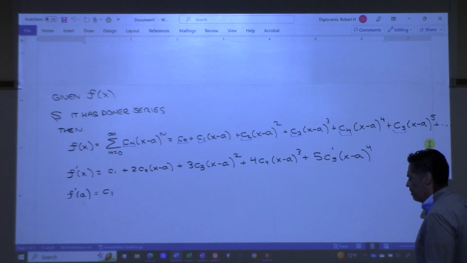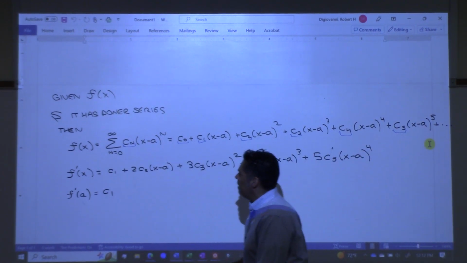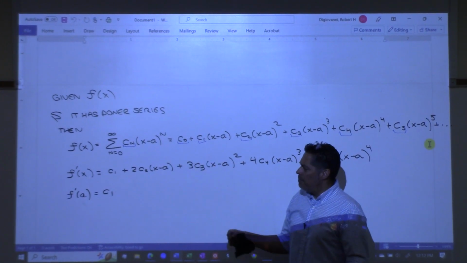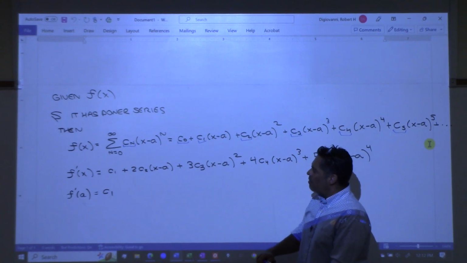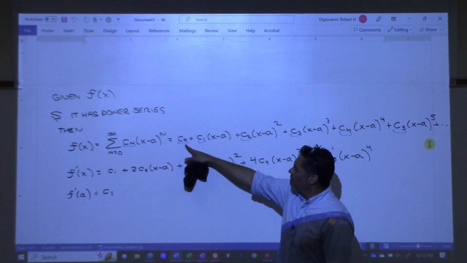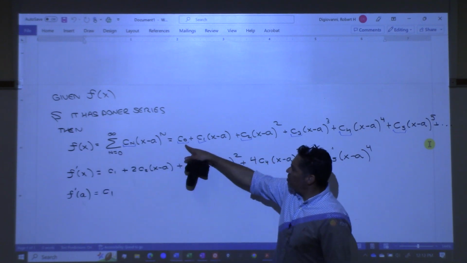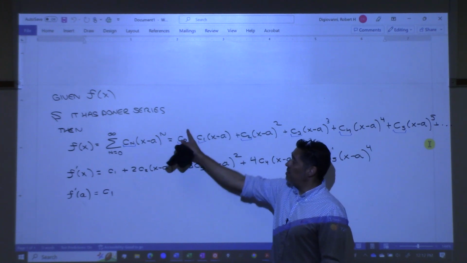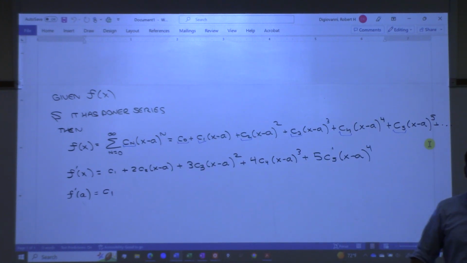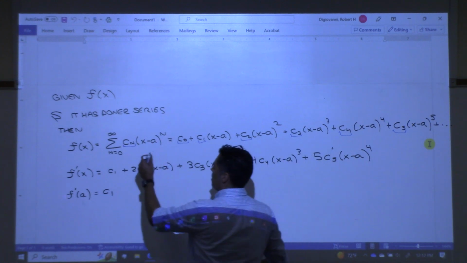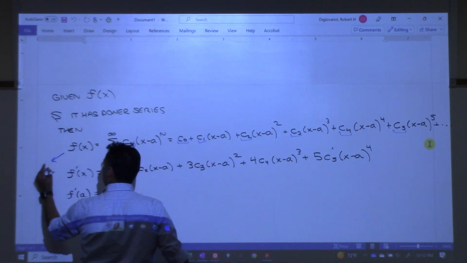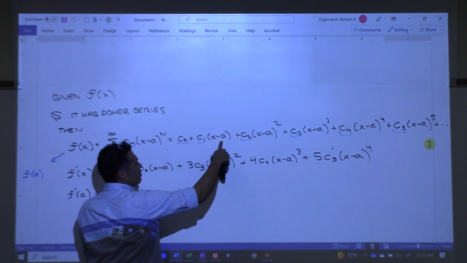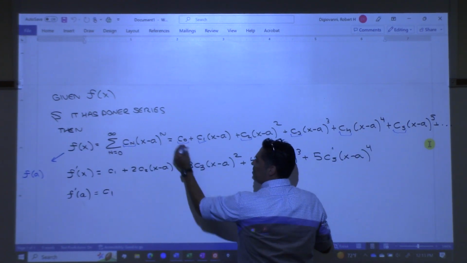I need to back up. We didn't get c sub 0, right? Using the same methodology, how could you find c sub 0? If this is your original function, what would you plug into it? Well, if you plug in a, go back up to this, just insert a little line here. If I plug a into that function, what happens? 0, 0, 0, 0, 0. The only thing left is c sub 0, right?